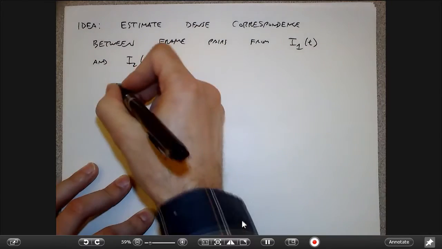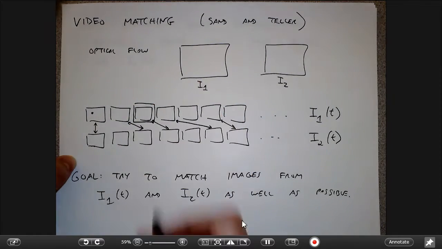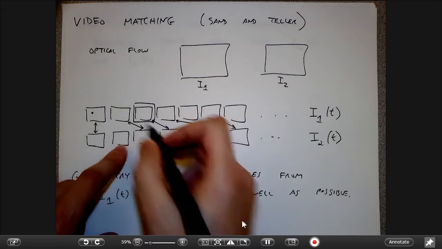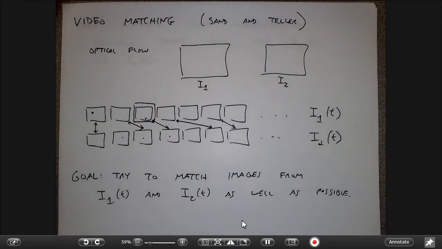So what that means is, if I go back to my picture here, let's say I'm choosing this guy. I want to estimate what the optical flow will be between this guy and this guy, this guy and this guy, this guy and this guy, and so on, right? And so what makes a good match, in some sense, is that I want the optical flow vectors to be as small as possible, right?